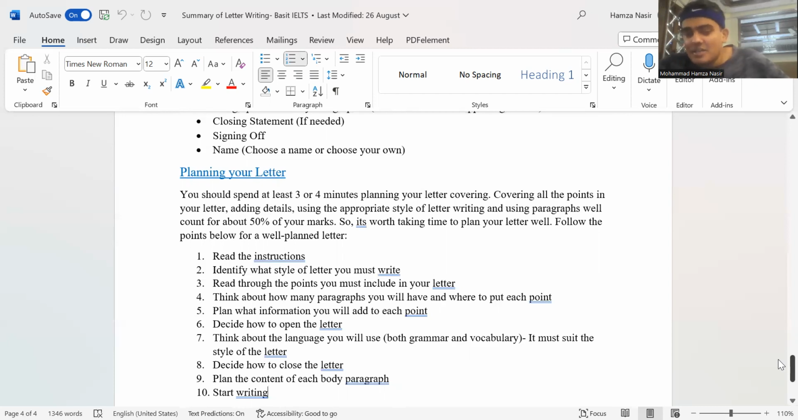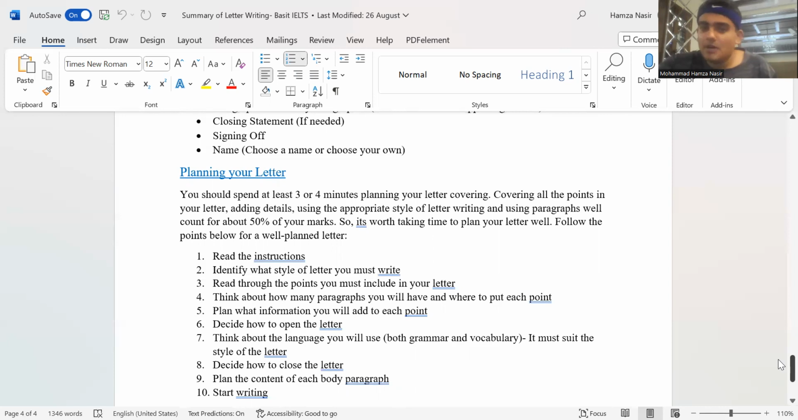You should spend at least 3 or 4 minutes planning your letter, covering all the points in your letter, adding details, using the appropriate style of letter writing, and using paragraphs. This will count for about 50% of your marks. So it's worth taking time to plan your letter well. Follow the points below for a well-planned letter.